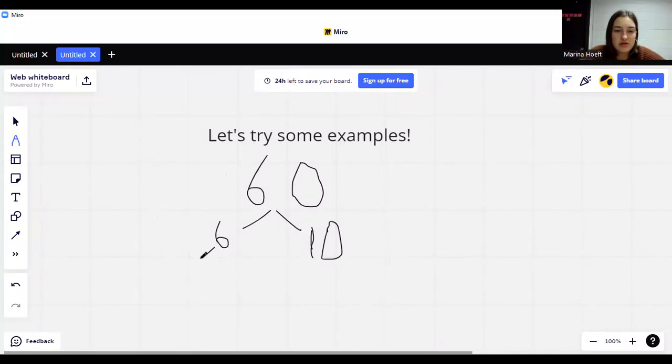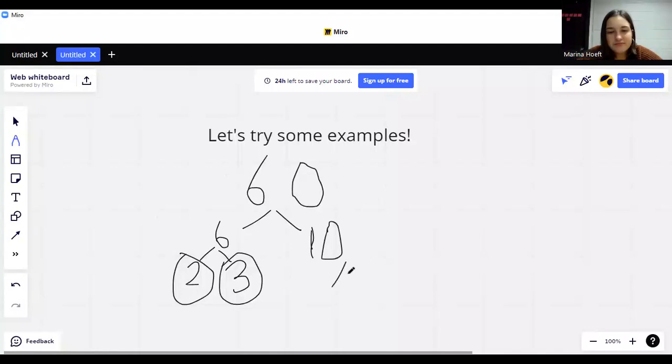Yes, it can be broken down into its own factors. It can be broken down into 2 times 3. Can 2 be broken down into anything? No, it cannot. Can 3 be broken down into anything? No, it cannot. So these two are done. I'm going to circle these. Hope your handwriting's a little neater than mine.